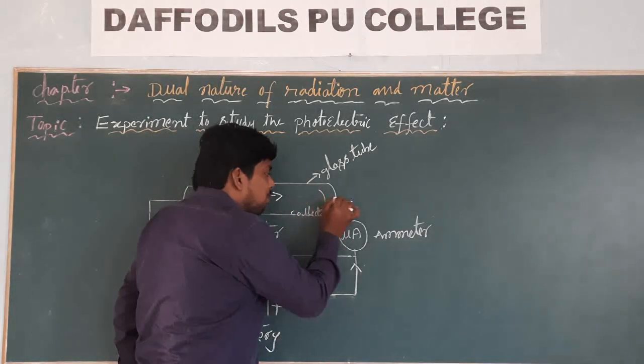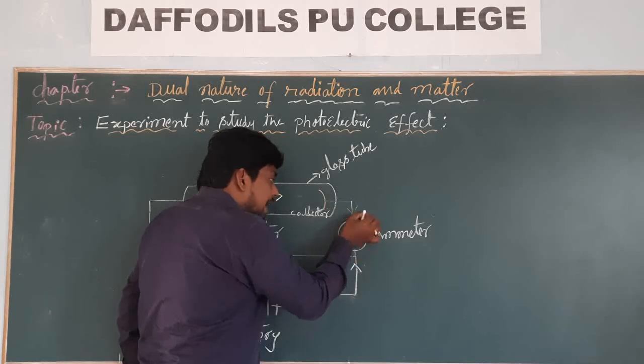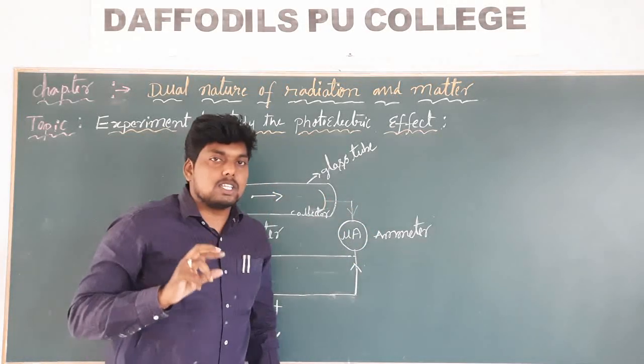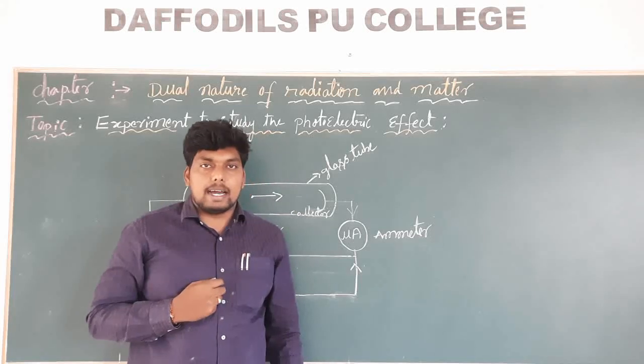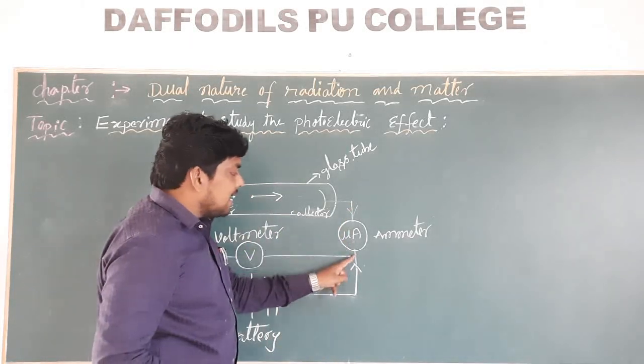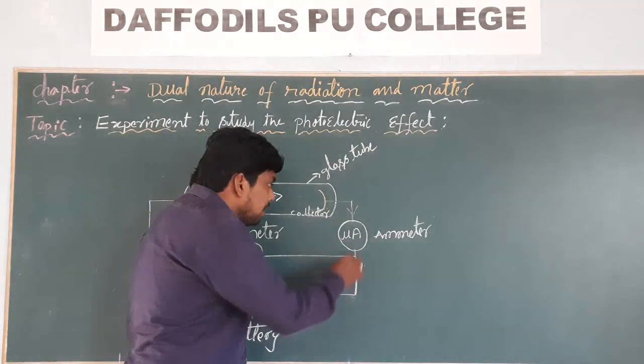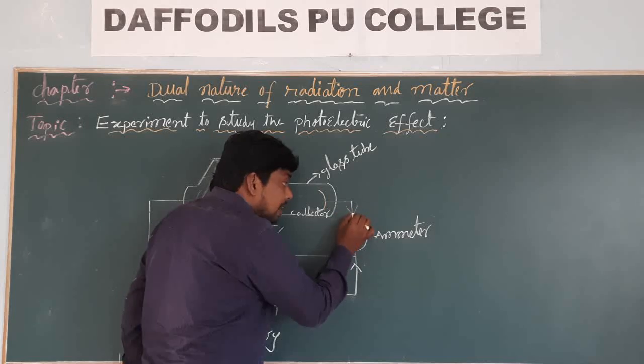These electrons flow through the circuit. This flow of electrons constitutes what? Electric current. That electric current is the photoelectric current. That current is measured by what? Ammeter. Here, this is the direction of the electron.